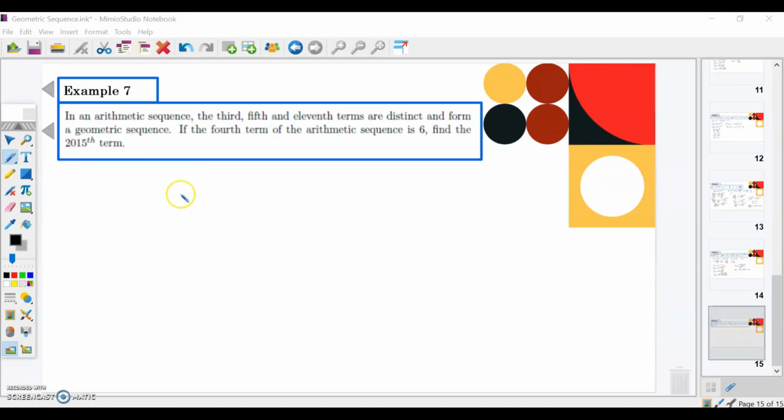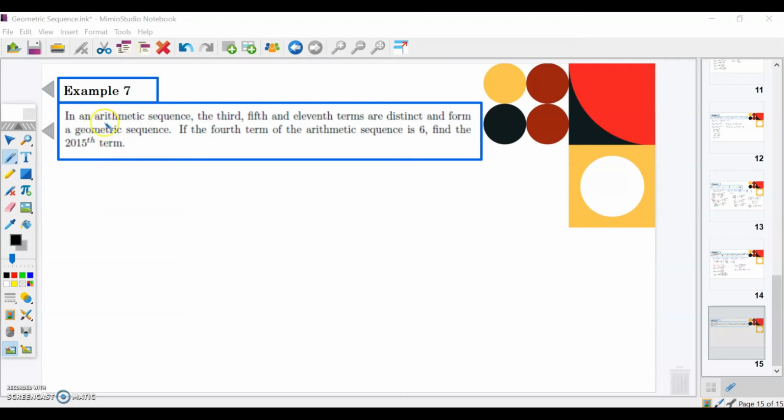For the last example for our discussion on geometric sequence, let's consider this challenging problem. In an arithmetic sequence, the third, fifth, and 11th terms are distinct and form a geometric sequence. If the fourth term of the arithmetic sequence is 6, find the 2015th term of that sequence.